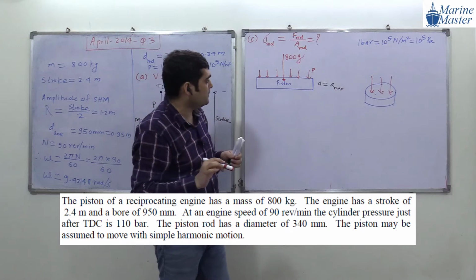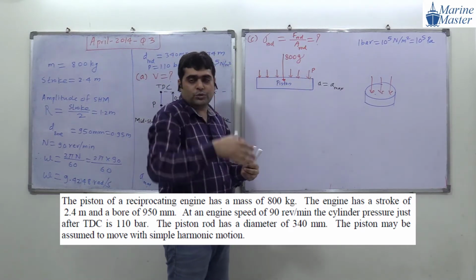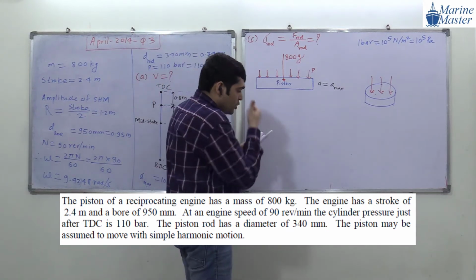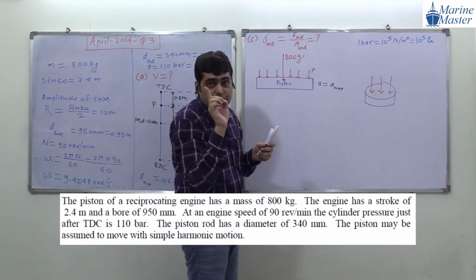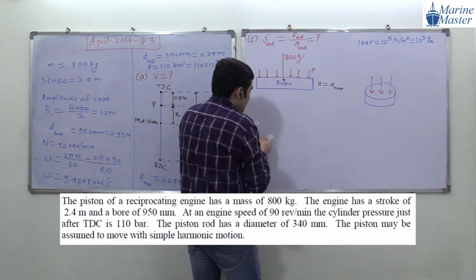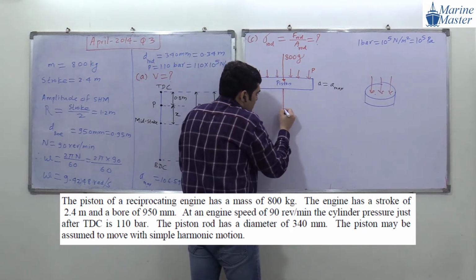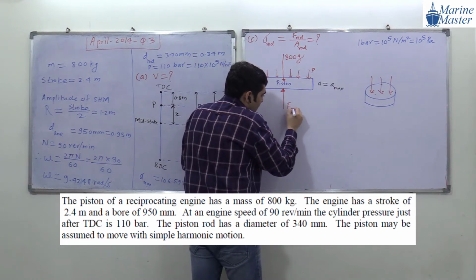Try to see the scenario here. This is the pressure acting, and due to that pressure, pressure force will be created. Now, suppose here there is a rod. Suppose the rod is applying some force on the piston. Try to see the scenario here. The rod is applying some force on the piston. This is F rod.